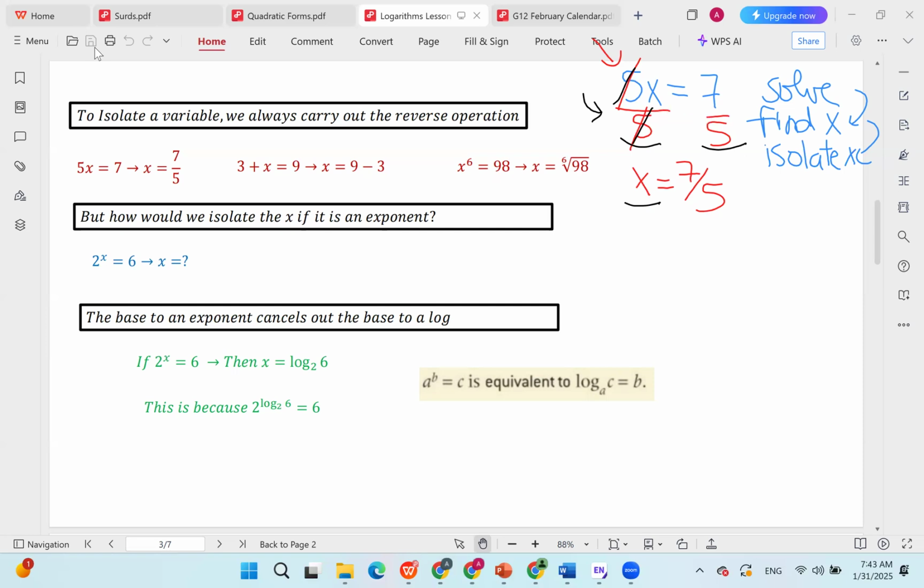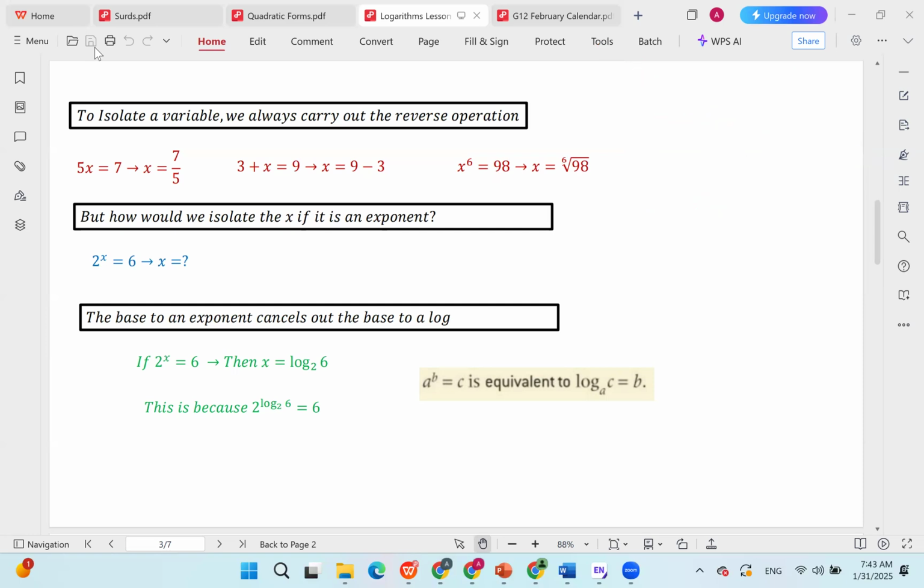Another quick example, if I have x plus 3 equals 9, again, I want to isolate the x, so I would subtract 3 from both sides, so these would cancel out. We get x equals 9 minus 3, which is 6.